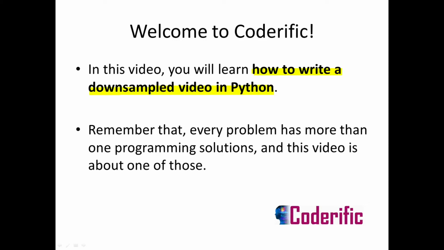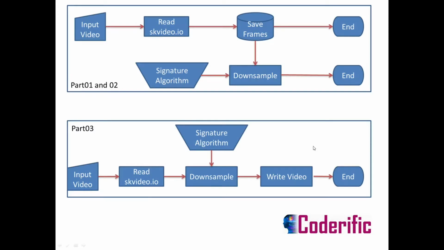Before we start programming, let me give you a quick recap of what we did in part 1 and part 2 of the videos. As you can see in this flowchart, we took an input video, read it using skvideo.io, a library of Python, and from the frame data we saved the frames in another directory. In part 2, you saw that we took a listing of complete frames from the saved directory, and then we downsampled, or chose a selected number of frames, using our signature algorithm that I introduced in part 2.